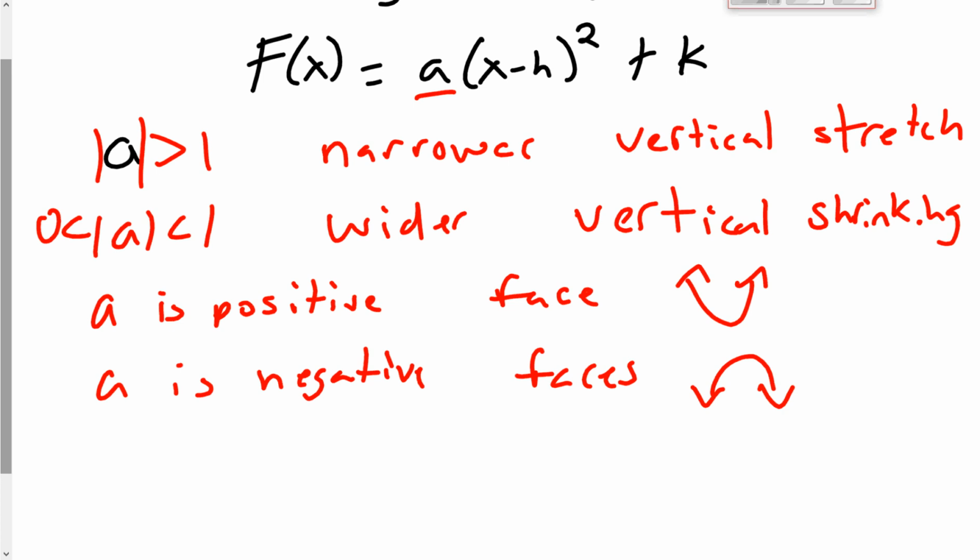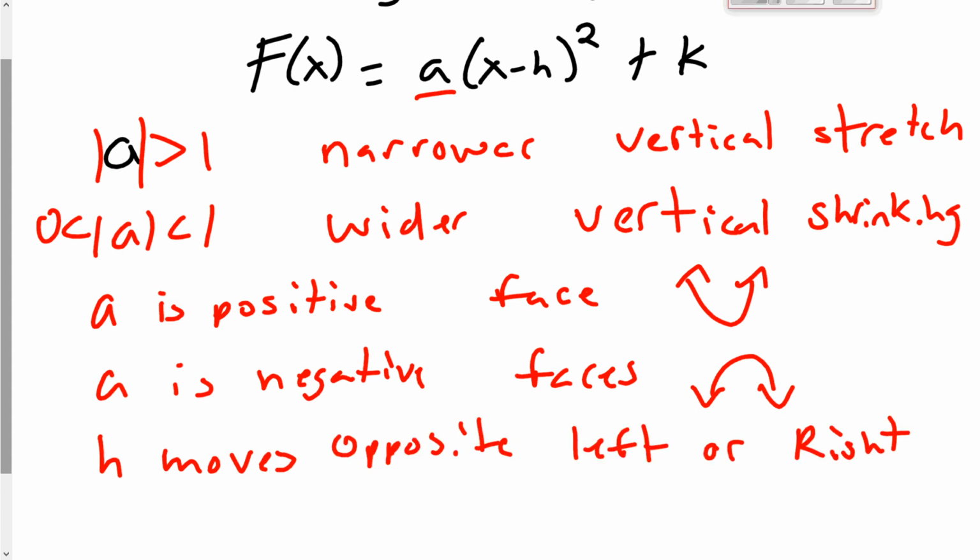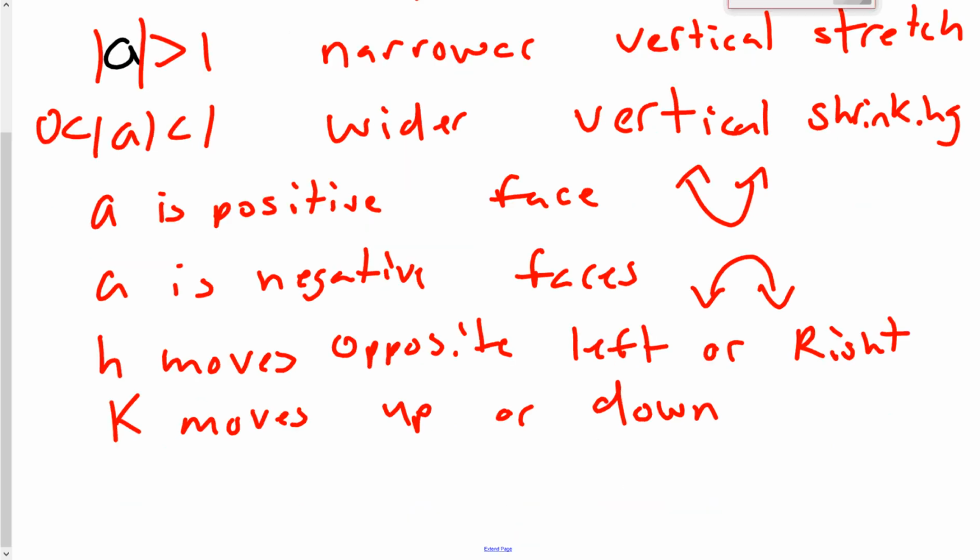Now h, it always moves left to right. h moves left to right, but it's always the opposite, right? So h moves opposite left to right, and then k stays the same, and it just moves up or down. And then the last thing is the vertex, right? That's why it's vertex form. Your vertex is (h, k).